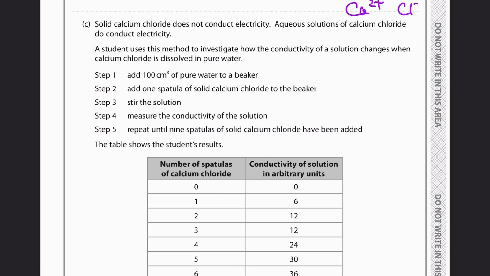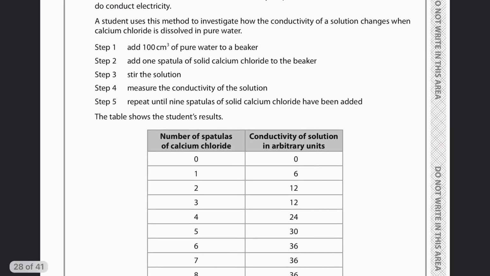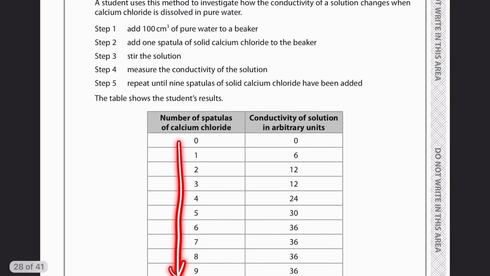Okay, so it says a student uses this method to investigate how the conductivity of a solution changes when calcium chloride is dissolved in pure water. He adds 100 cm cubed of pure water to a beaker, and then adds a spatula of solid calcium chloride to the beaker, and stirs it, which will dissolve it. Then he measures the conductivity, and repeats it until 9 spatulas of calcium chloride have been added. So he adds more and more, and then looks at how the conductivity changes as more is added.